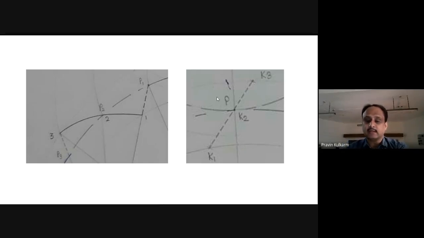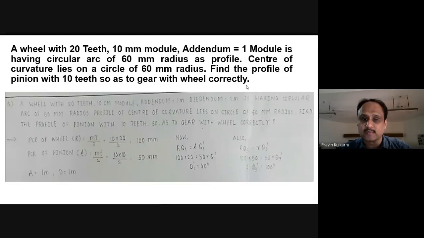What is K1? K1 is the active position of 1. So when 1 is at K1, 1 dash will also be at this point. When 2 is at K2, 2 dash will be at this point. When 3 is at this point, 3 dash will be at this point. So do one thing, locate the center of the pinion. How to locate that? Go back to the problem statement. The number of teeth on the pinion are given as 10.